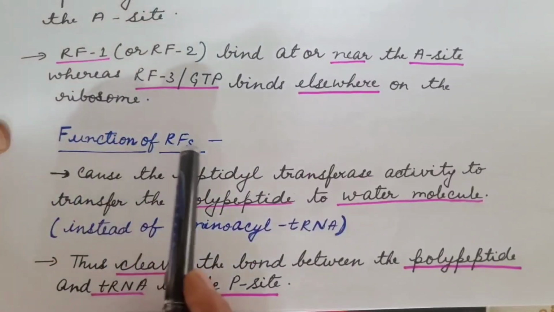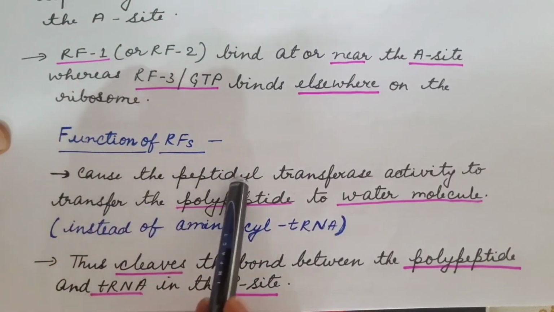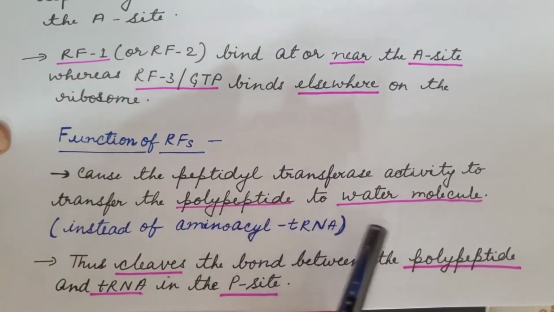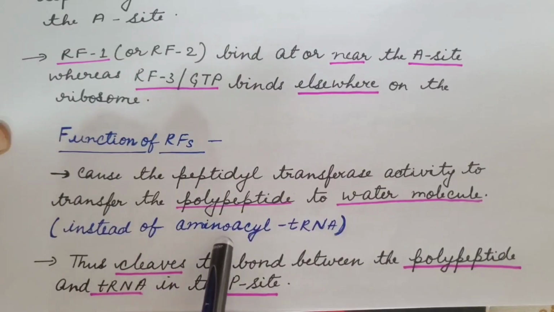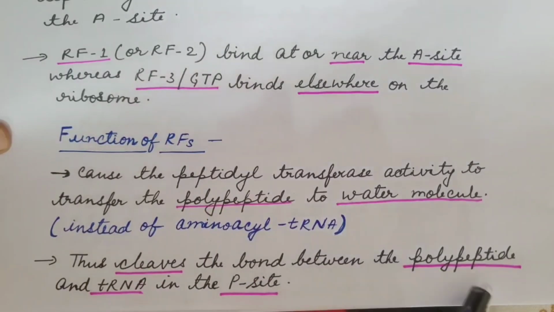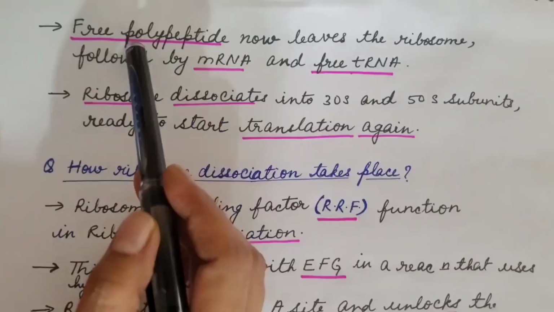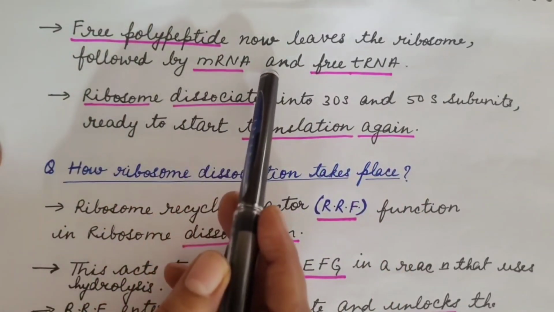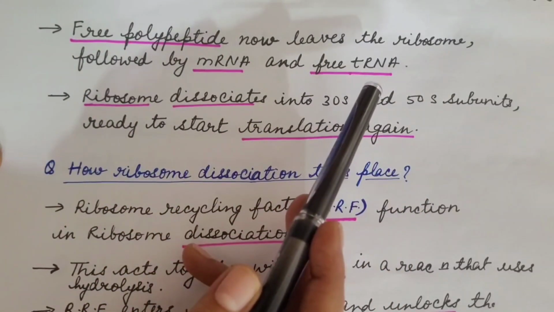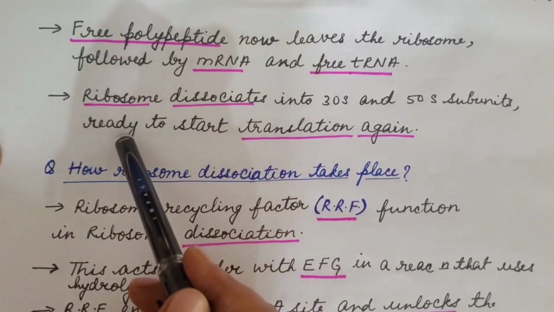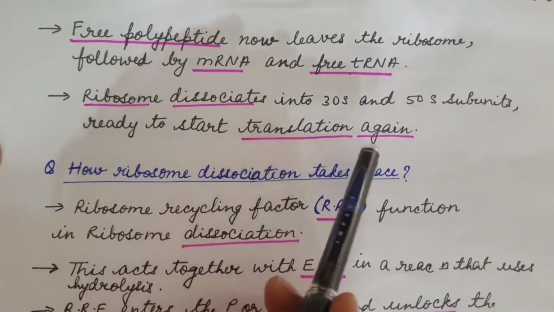Now the functions of release factors. They cause the peptidyl transferase activity to transfer the polypeptide to a water molecule instead of aminoacyl transfer RNA. Thus it cleaves the bond between the polypeptide and transfer RNA in the P site. The free polypeptide now leaves the ribosome, followed by messenger RNA and free transfer RNA. The ribosome dissociates into 30S and 50S subunits, ready to start translation again.